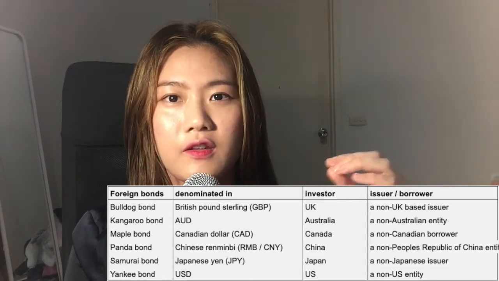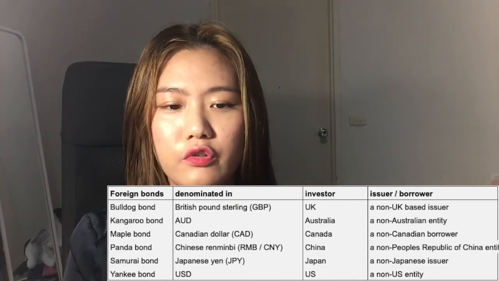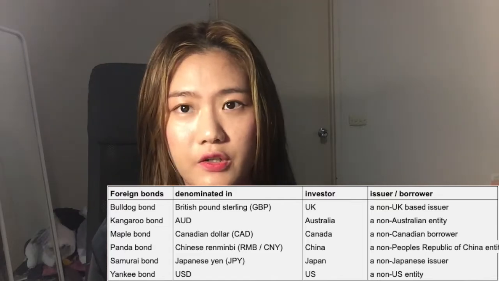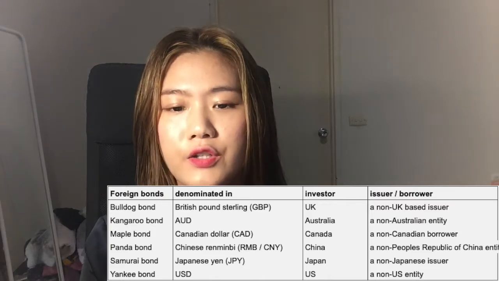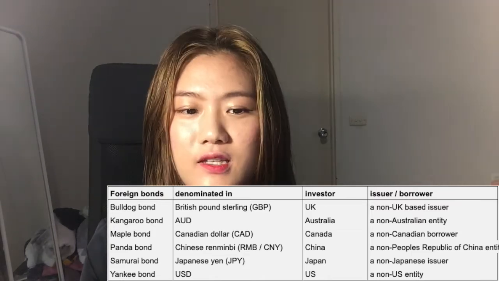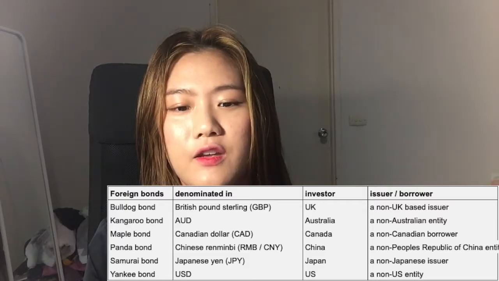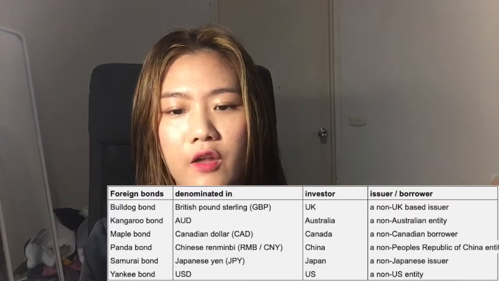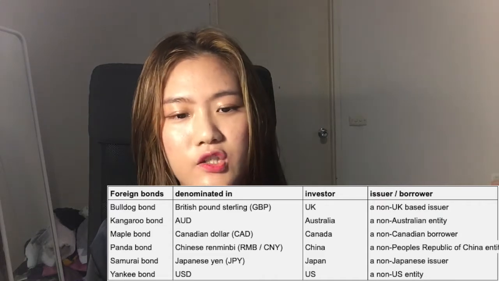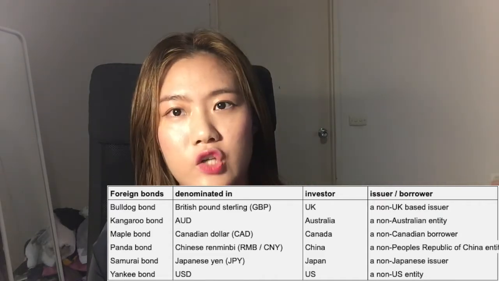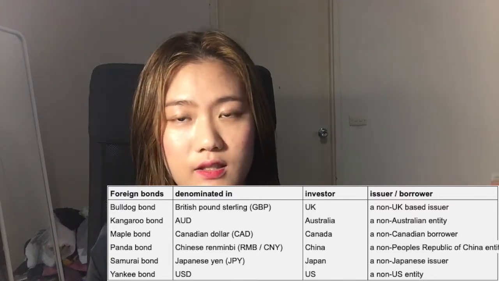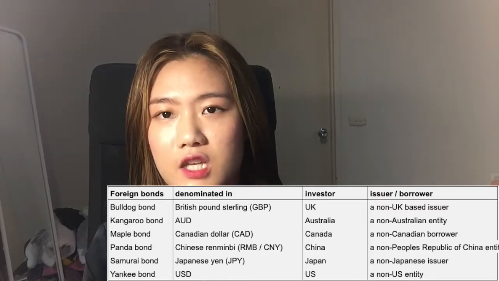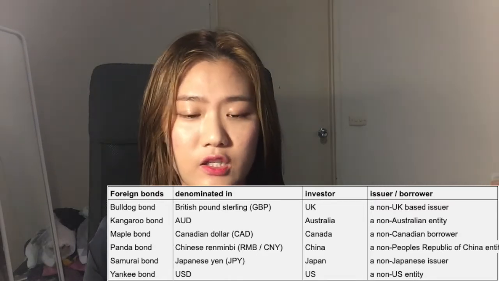I'll go through the names of different foreign bonds. A Bulldog bond is denominated in British pound sterling, GBP, and the investor will be in the United Kingdom, but the issuer will be a non-UK based issuer. A Maple bond is denominated in Canadian dollars, and the investors are in Canada, but the issuer will be a non-Canadian borrower. A Panda bond is in Chinese yuan, and the investor will be in China. A Samurai bond is denominated in Japanese yen, and this is issued in Japan. A Yankee bond is denominated in USD, and it is issued in the US. Those are some of the foreign bonds, and they are named differently.